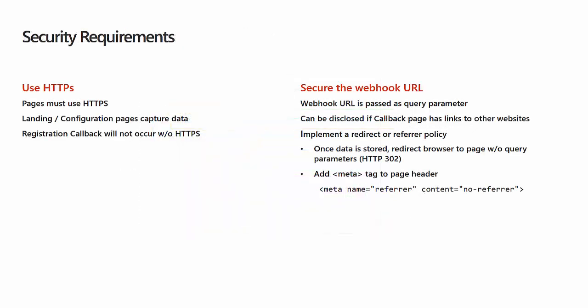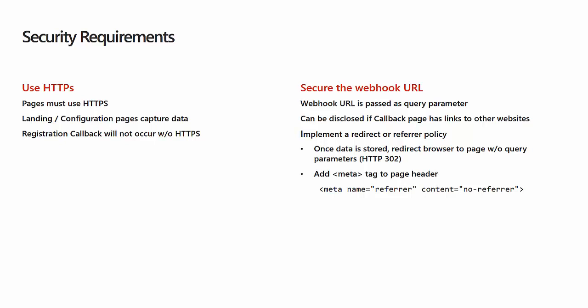There are security requirements that we must be aware of as part of Office 365 connectors. The first, all pages must use HTTPS. The landing and configuration pages capture data, and that certainly should be secured. Furthermore, the registration callback will not happen if the callback URL that you provide does not have HTTPS scheme.